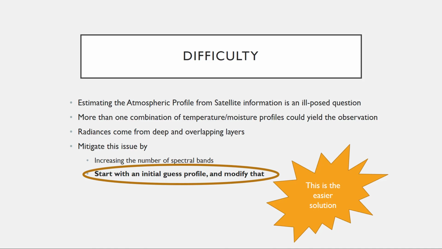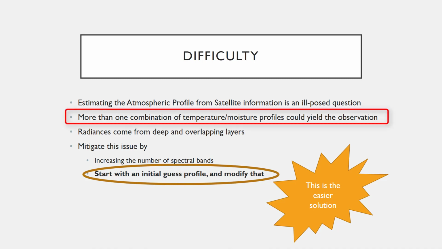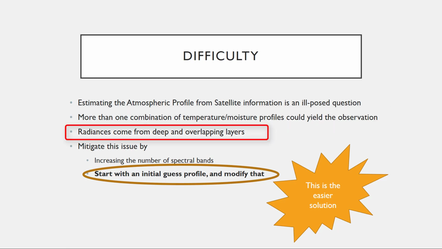The biggest difficulty with retrievals is that the solution is ill-posed. There's more than one combination of temperature and moisture profiles that could yield the observations that you have. The radiances are coming from deep and overlapping layers. There are a couple of ways around this. You can increase the number of spectral bands, or you can start with an initial guess profile and modify that. This second one is the easier solution.